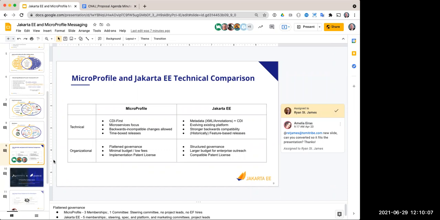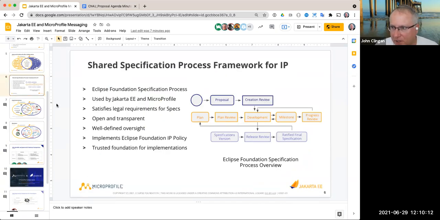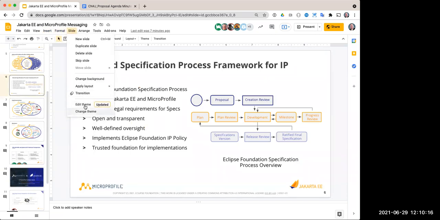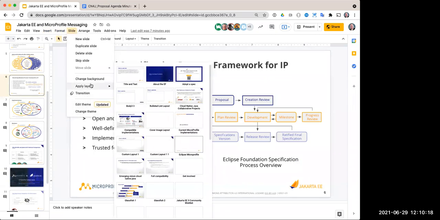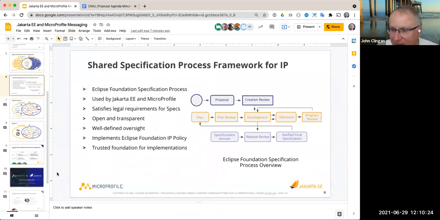I see. John, can you do that in real time? Is that possible? Here we go. Thank you. It's in the master template. You just have to do it there. I'm looking for edit theme. The link is in the chat. Okay, there we go. I got it. Thanks. All right, you take care of it.